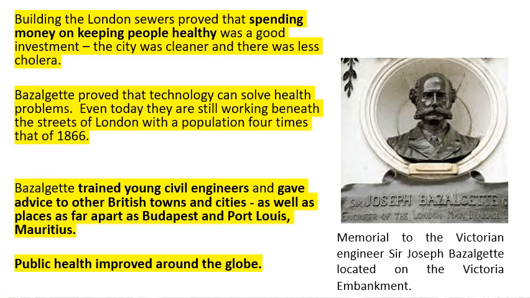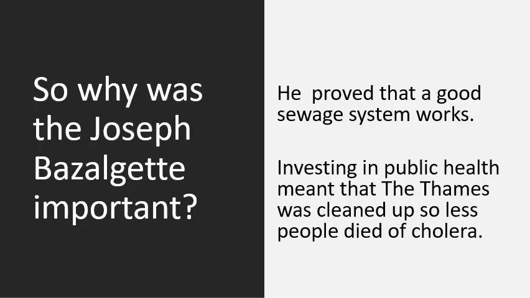The same kind of sewer system was copied in Budapest, Port Louis in Mauritius, New York, places like that. So his work demonstrated that investment in building sewers improved public health, and it carried on around the world as well. You can see there's a memorial here to recognize the work that he did. So overall then, again, why was Joseph Bazalgette important? He proved that a good sewer system works. It reduces death rates. It gets rid of cholera. And he proved that investing in public health meant that the Thames was clean. Fewer people died of cholera.